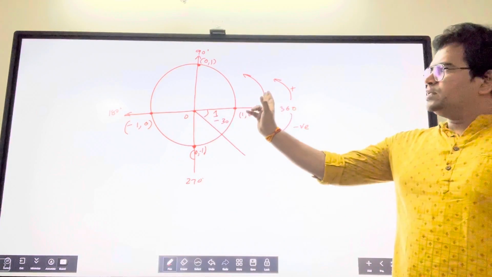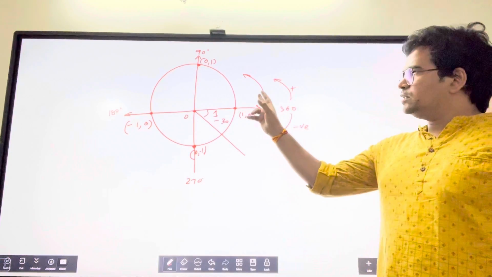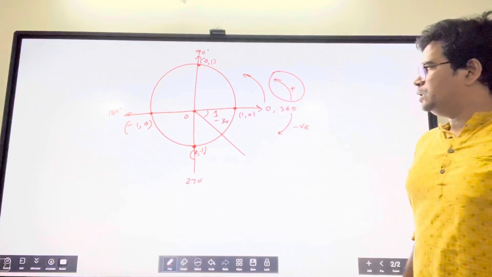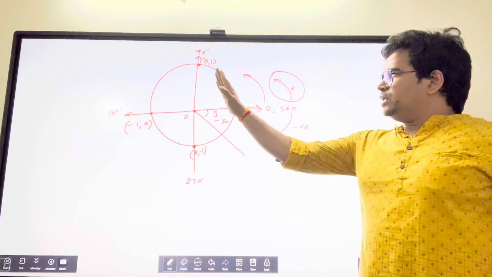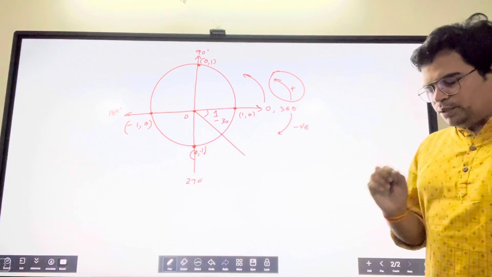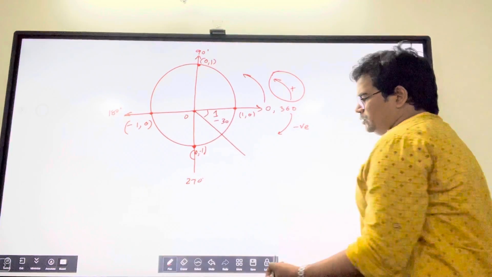If you go anti-clockwise, your angle is referred to as positive. A lot of times we make mistakes with anti-clockwise angle and clockwise angle. So just understand that if you're trying to measure an angle which is anti-clockwise, it will be taken as positive. Clockwise angle is taken as negative. Now what is more crucial and important is understanding and decoding this unit circle.